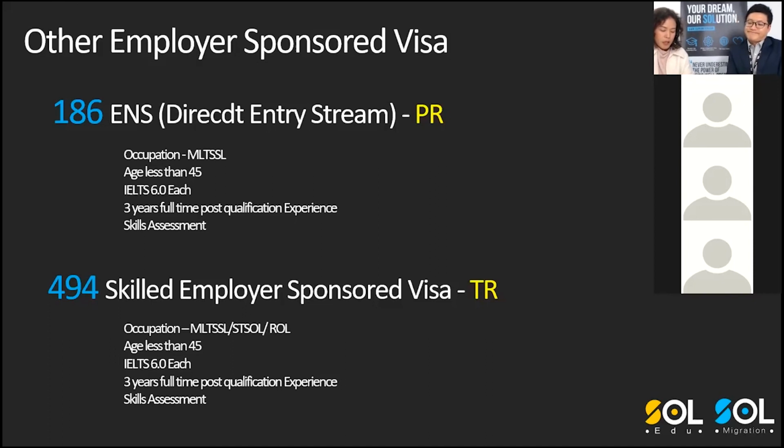Okay, another question: can the 190 only be from the MLTSSL list? We already discussed that. The 190 is based on state nomination, so the occupation is based on each state. Each state has its own state occupation list. So you should check with your target state.